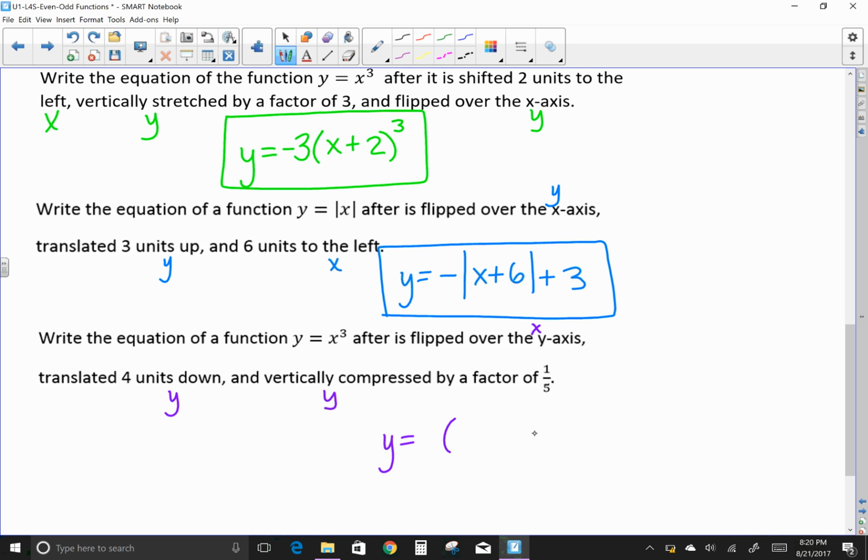Now, it's flipped, so that just means the negative sign. And translated 4 units down is going to be my minus 4. Vertically compressed by a factor of 1/5 is there. Now, you do not have to simplify these. Right now, all I want you to do, I don't want to see minus a negative 6. But other than that, this is all that you have to do to write the equation of your function.